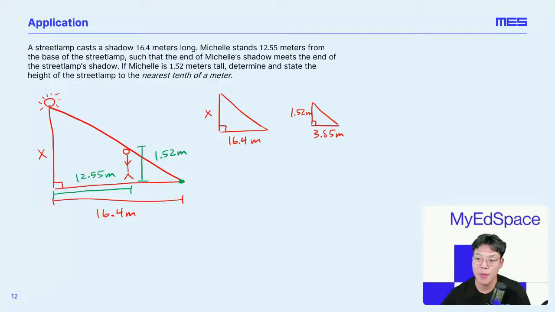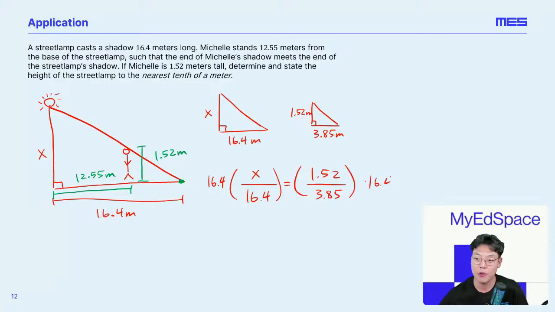If you see any of my math incorrect, let me know in the chat, but I believe this is correct. And now we'll have X over 16.4 is equal to 1.52 over 3.85. And now we can solve for X. We'll plug this into a calculator. And that would be our answer.